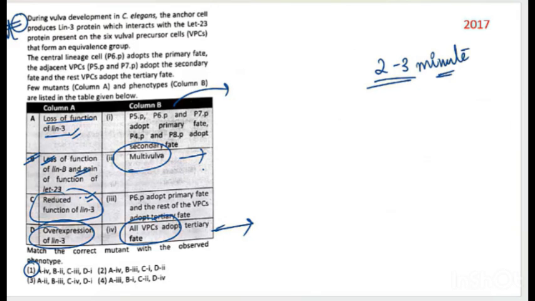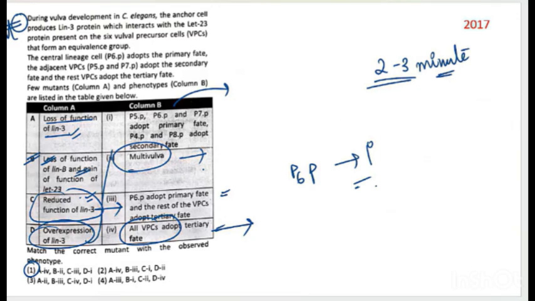Reduced function of Lin3. When the reduced function of Lin3 will be there, what will you see? First one will adopt the primary fate, and all the other ones will be adopting the tertiary fate, because there won't be enough Lin3 for the other VPCs to convert into the secondary one. So first one P6P will be converting into the primary, and all the other ones will be having the tertiary one. Very simple, logical.